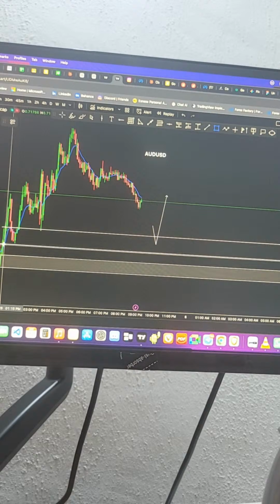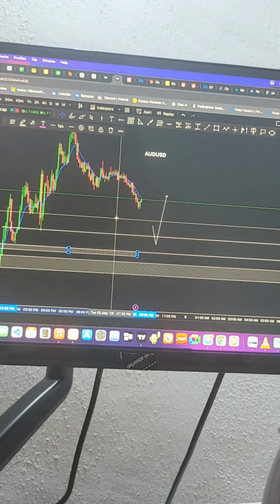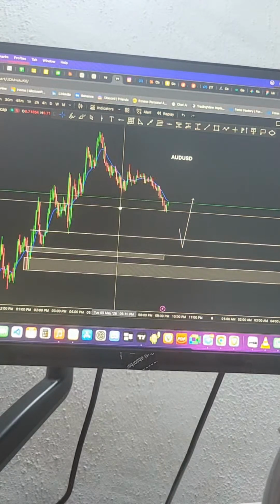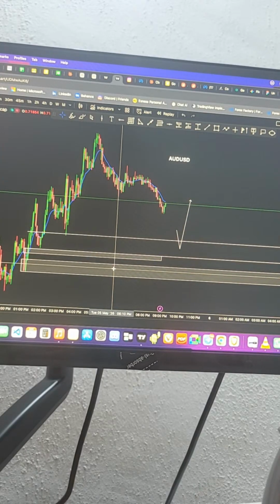If you look right here, there's a fair value gap sitting right below that zone. So price might come to that place and fill up that imbalance you are seeing there.